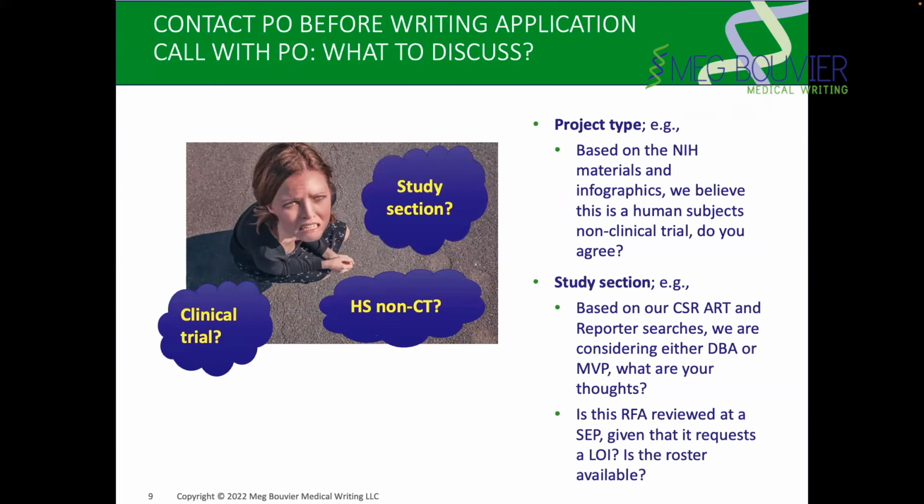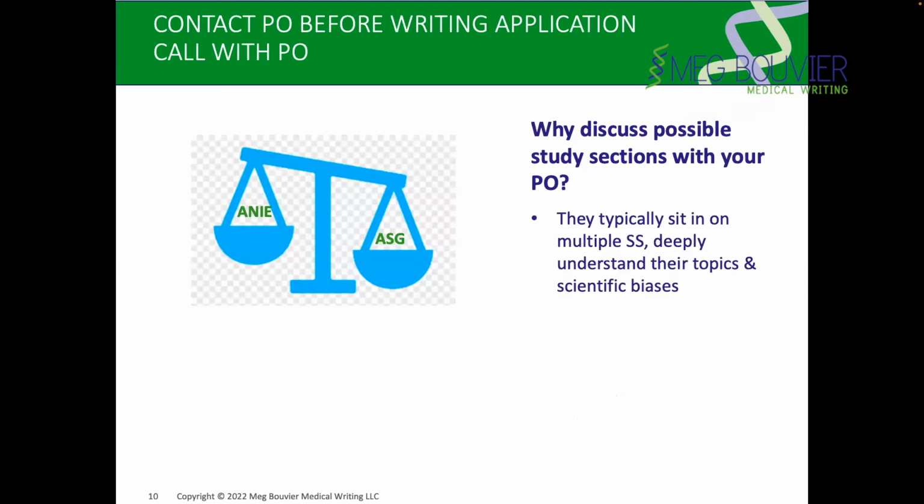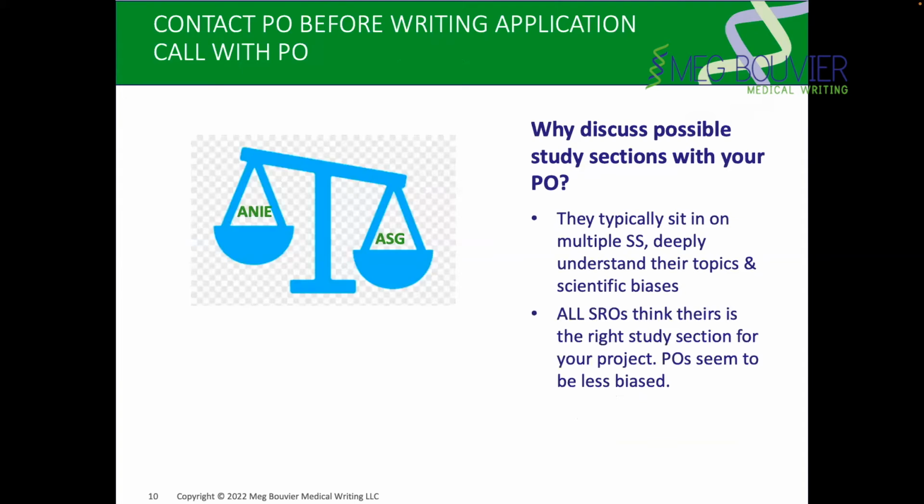And you want to talk about the study section with them. You've come up with a couple of possible study sections based on the CSR ART tool, and they are a great person to discuss the relative merits of that study section given your Aims page. And you may be wondering why you would discuss that with the program officer and not the SRO, the scientific review officer who runs the study section. The reason is that the POs typically sit in on multiple study sections that are relevant to their topic area, and they tend to deeply understand the topics and the potential scientific biases of a given study section.